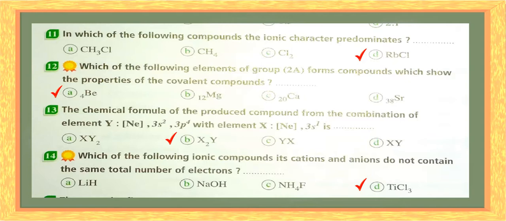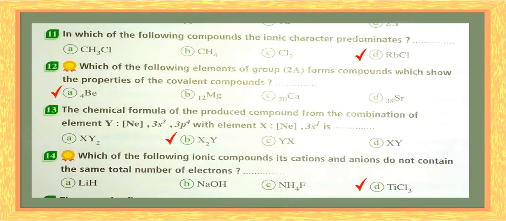Here we have compounds that consist of atomic groups that don't have the same number, but here each one is monovalent. We have titanium trichloride, TiCl3, that doesn't contain the same total number of electrons. When we make a bond, titanium makes 3 covalent bonds.